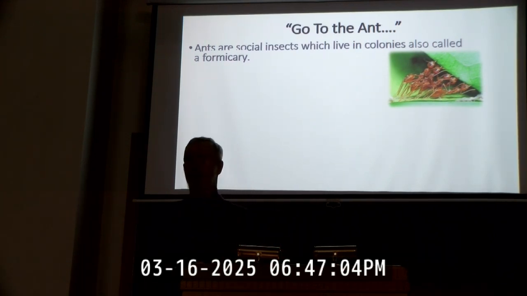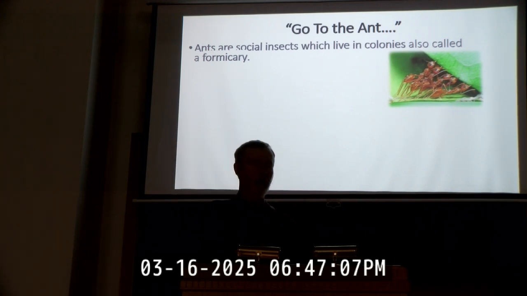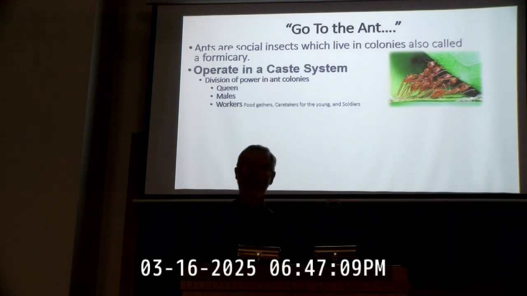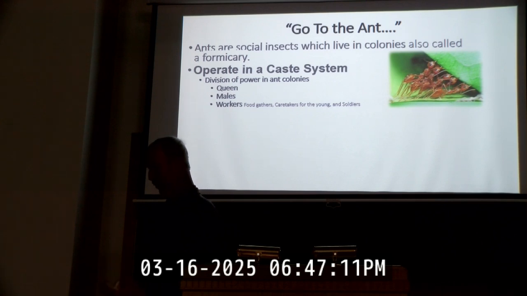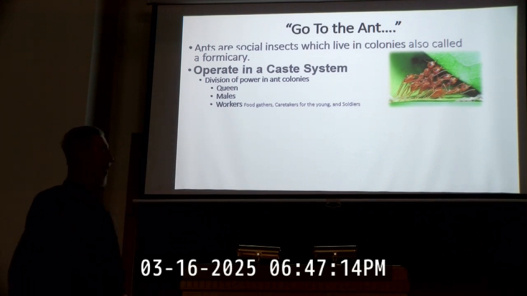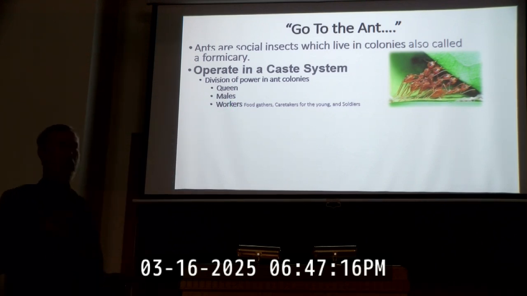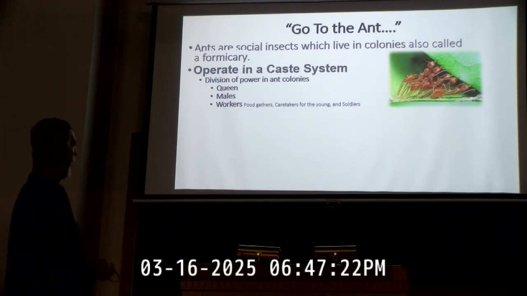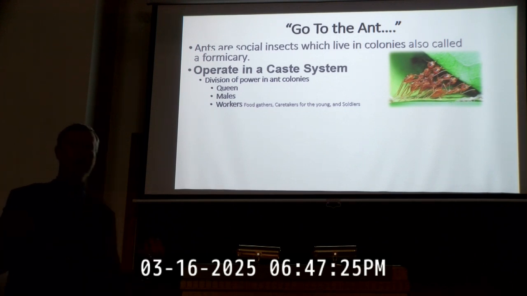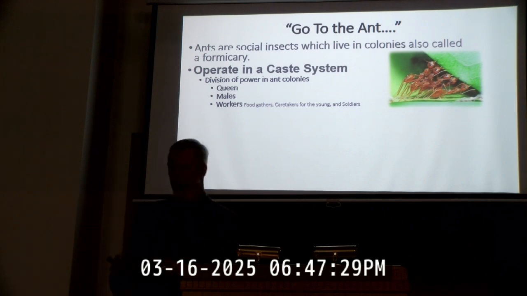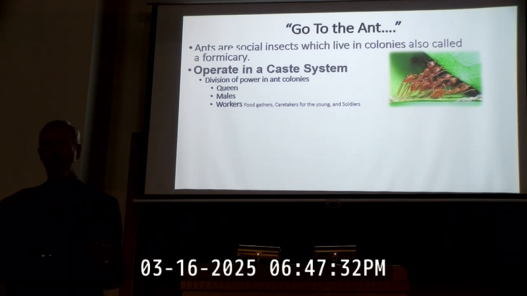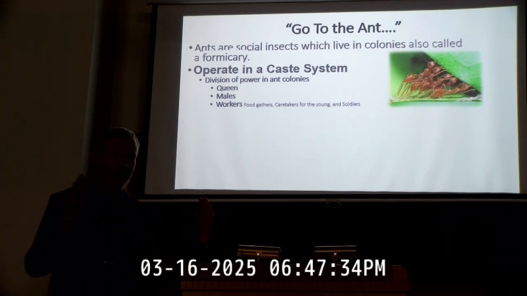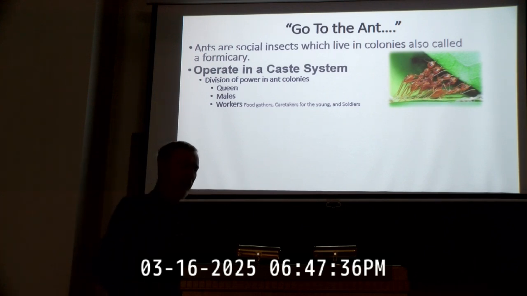But they live together in something called a formicary, which of course is what we would call an anthill. They operate in a caste system. They have a queen, which of course has only the function of laying eggs, reproducing, and that's her only job. Then there are males, and then there are workers, which are caregivers, food gatherers, and defenders. They just sort of do whatever the formicary needs for them to do.